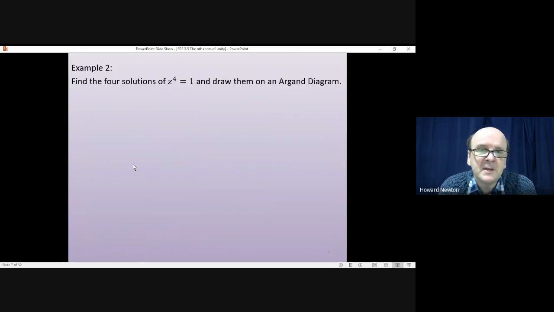Okay, following the same idea, let's go up one level and have a go at the fourth roots of unity. So do the same thing with z to the 4 equals 1. Pause the video, have a go yourself, and come back when you're ready. Okay, let's have a look at these.